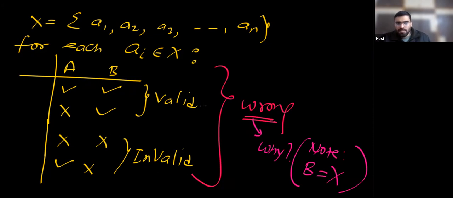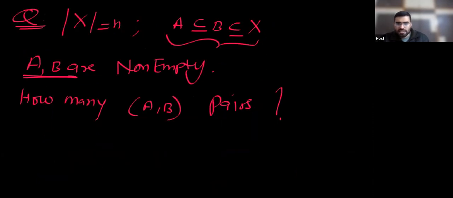Another mistake is here: A can be empty. So this is mistake number 1, because here A can be empty, but we are saying A should not be empty. For every element, if it is not present in A and every element is present in B, that case is also counted here. Anyway, the point is that this is not the correct answer.